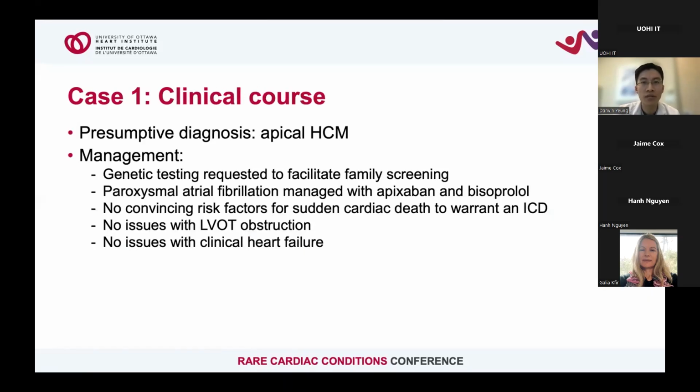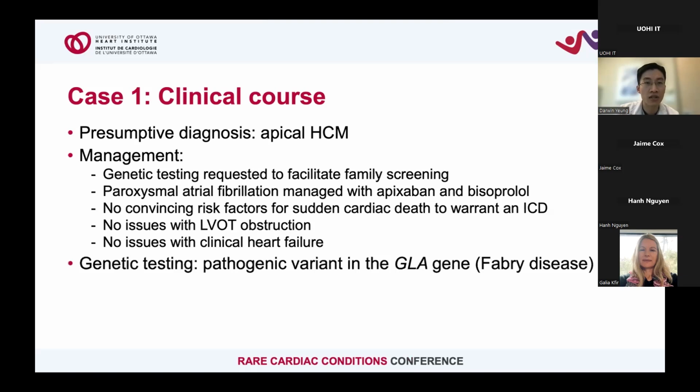So in terms of what we did for him in our clinic, again, our presumptive diagnosis was apical HCM. And just like for many of our HCM patients, our management included coordination of genetic testing. This was primarily not for diagnosis, but to facilitate family screening. Paroxysmal atrial fibrillation was managed as usual with anticoagulation for stroke prophylaxis, as well as bisoprolol, a beta blocker, for rate control. There were no convincing risk factors for sudden cardiac death to warrant an ICD. There were no issues with intracavitary obstruction and no issues with clinical heart failure.